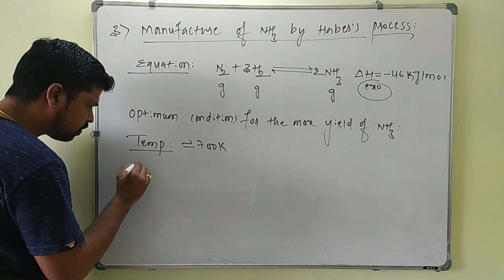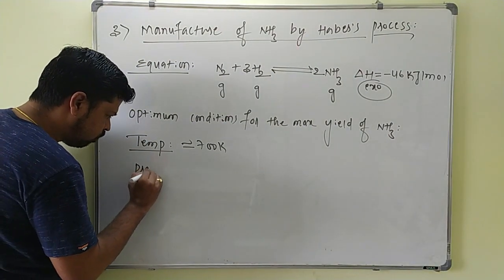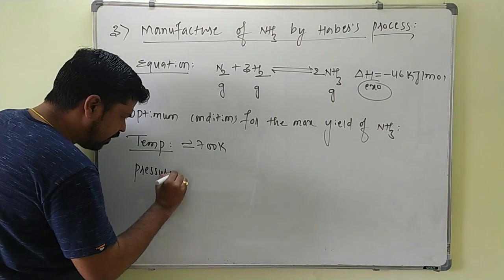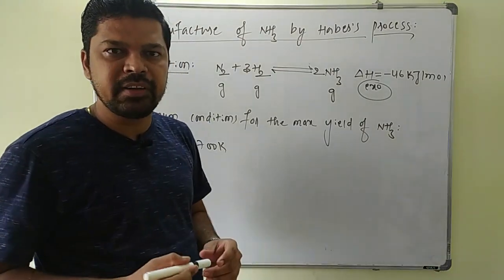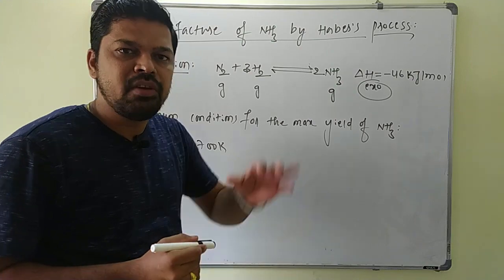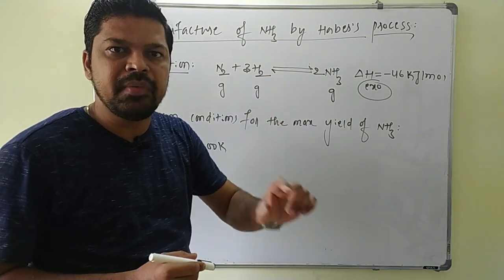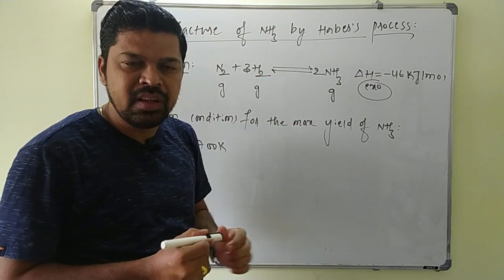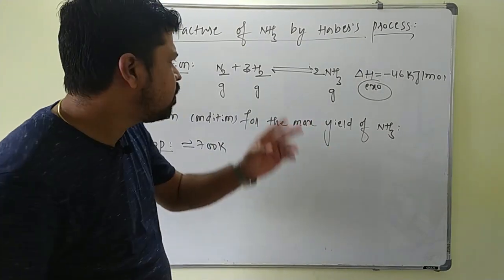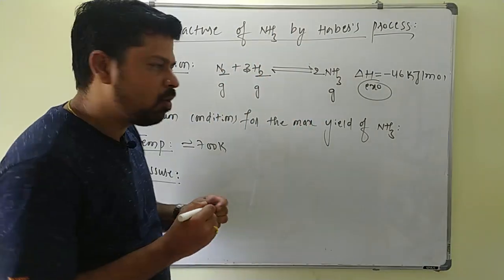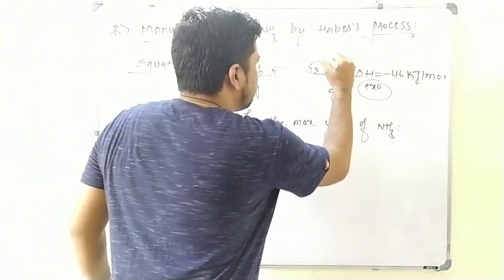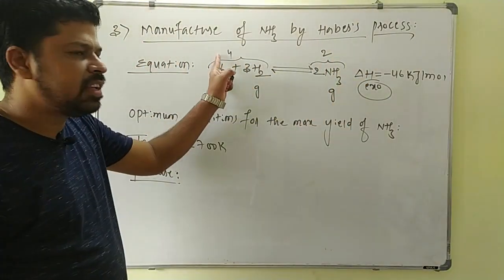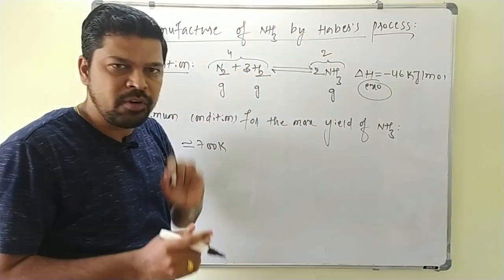Next one, pressure. What is the effect of pressure on the equilibrium of the reaction? Already we know that according to Le Chatelier principle, whenever a reaction at the equilibrium is subjected to increase in the pressure, the reaction will always move from higher number of moles to the lower number of moles. Here 4 moles of gas is there and here only 2 moles of gas is there. That's why pressure will increase this side and it will move in the forward direction.